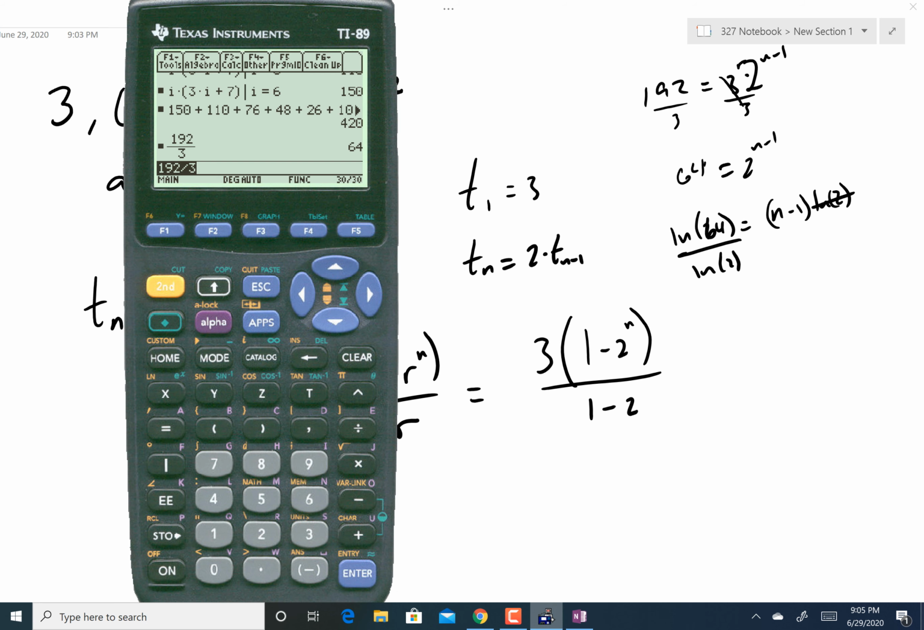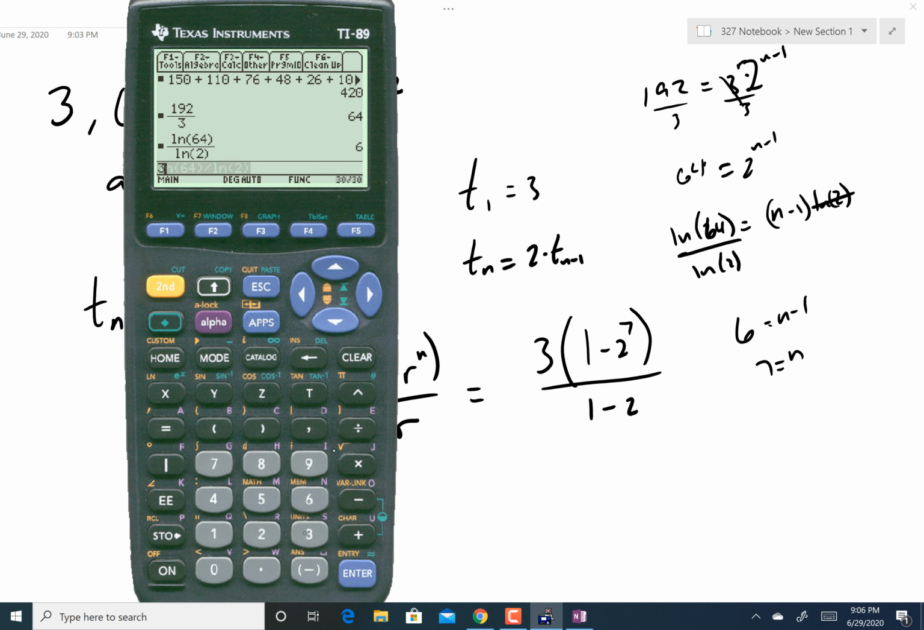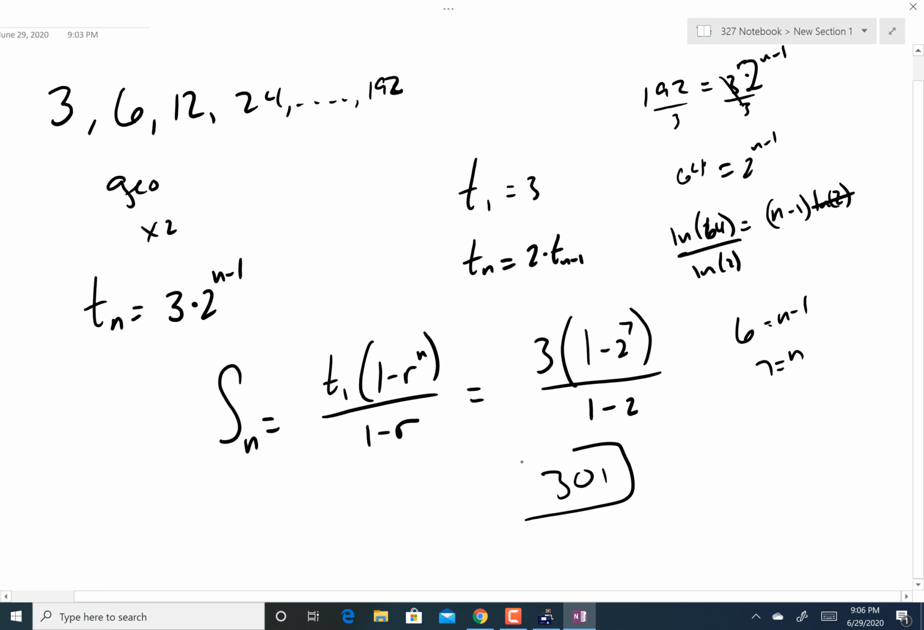So the ln of 64 divided by the ln of 2 is 6. So n is equal to 7, looks like. So let's plop a 7 in here. And so if I did 3 times 1 minus 2 to the 7 divided by negative 1, 381 would be the sum of this sequence. Okay.